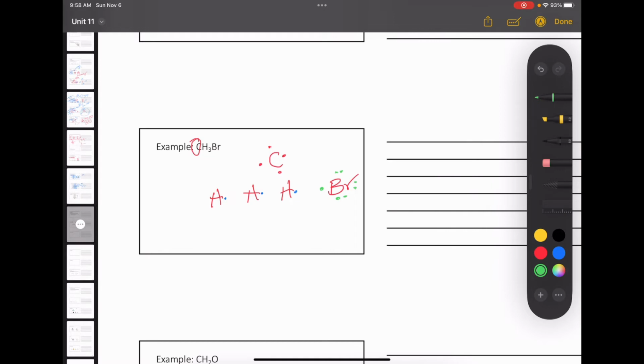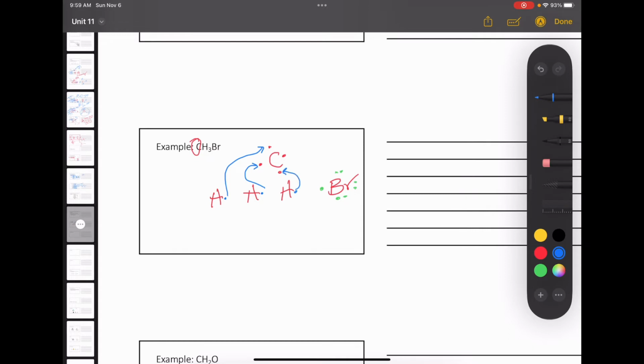So what I need to do now is pair the unpaired electrons, basically like solving a puzzle. So what I have here, let's do this. One electron from the hydrogen will go to 1 electron from the carbon. Another one will bond with the other electron.